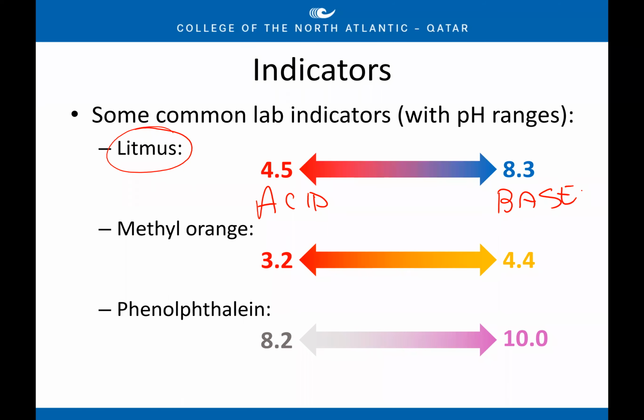There's another indicator that we use called methyl orange. Methyl orange is an indicator that would turn red when the pH is 3.2 and yellow when the pH is over 4.4. Now, those are both acidic numbers, but it's still a useful indicator. If you test a solution and it's red, then it must have a pH of less than 3.2. If you test a chemical and it's yellow, it must be bigger than 4.4.